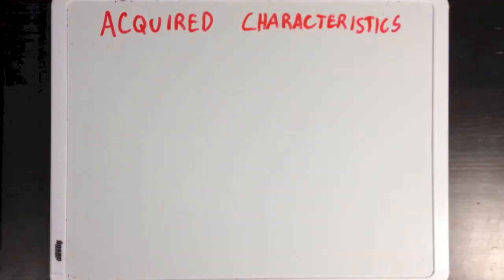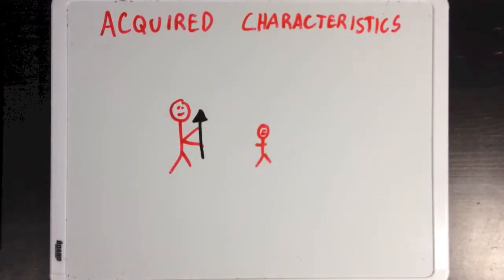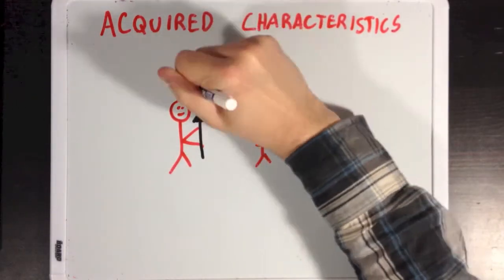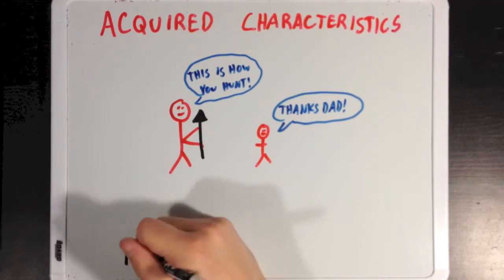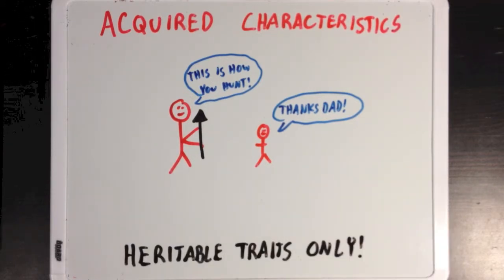Now, finally, I just want to point out that natural selection does not apply to acquired characteristics. If a father teaches his son how to hunt and this makes the child more likely to survive, that isn't a trait that's selected for since it's not genetic and it's not absolutely passed on to children. So that's why we say that natural selection only applies to heritable traits, with heritable traits being any genetic trait.